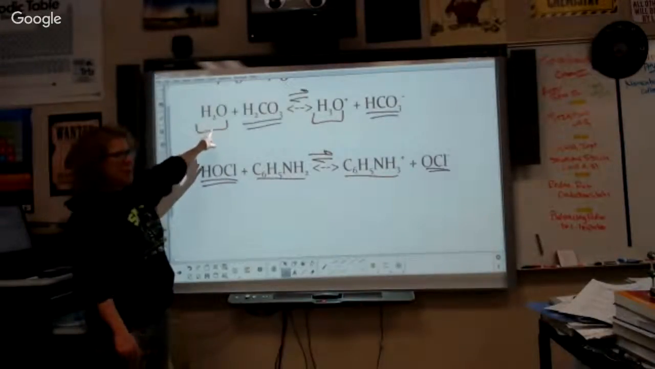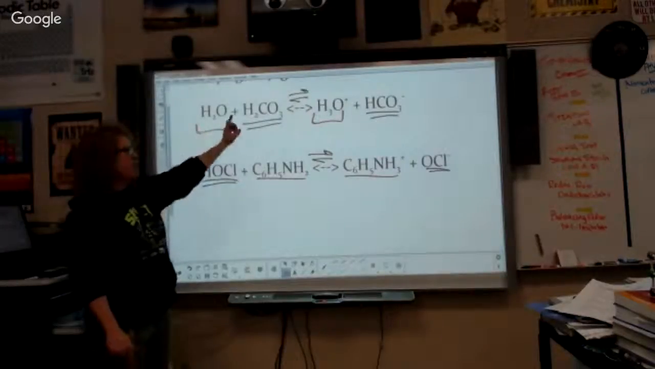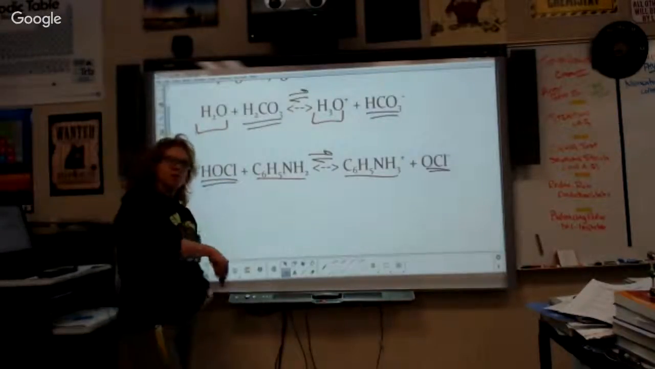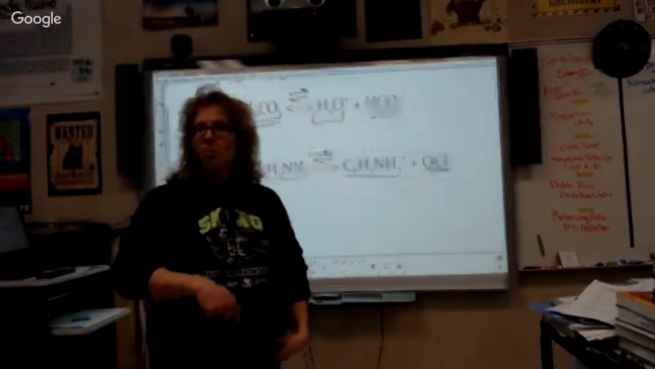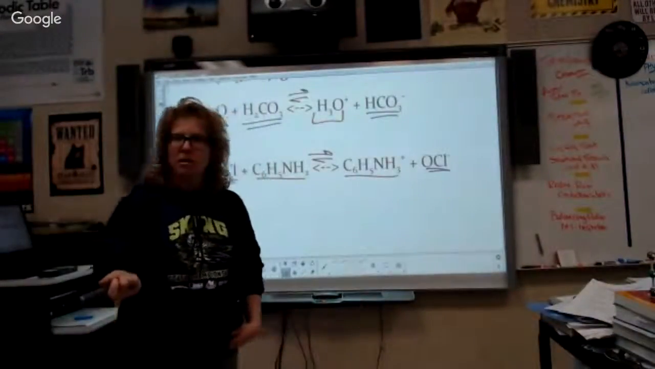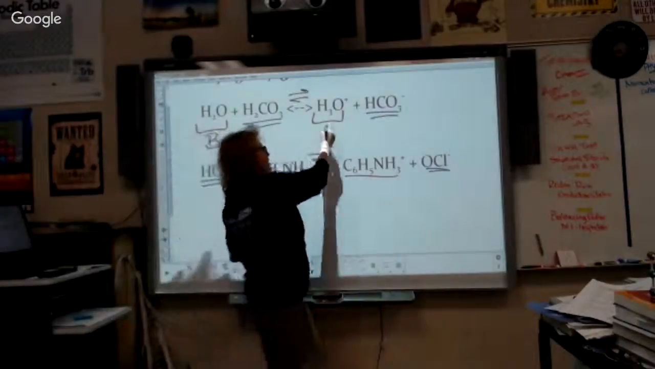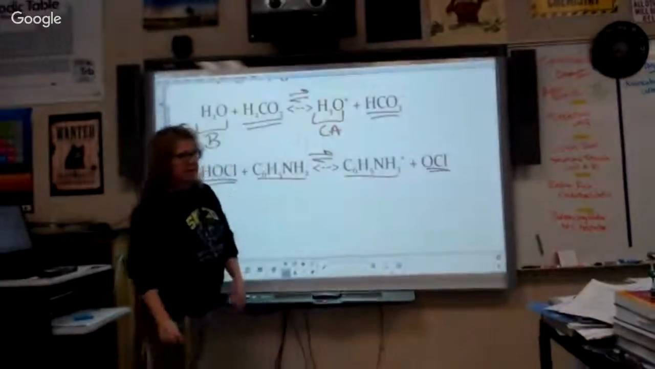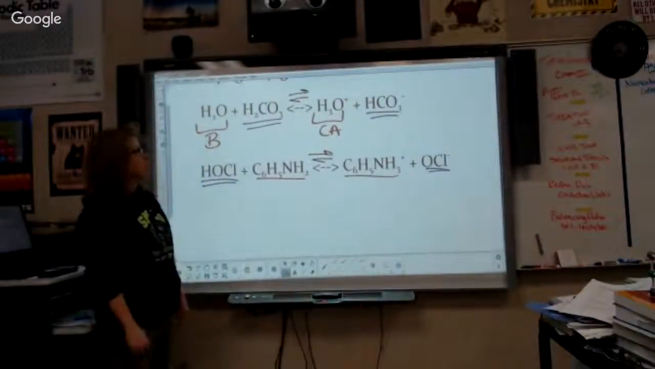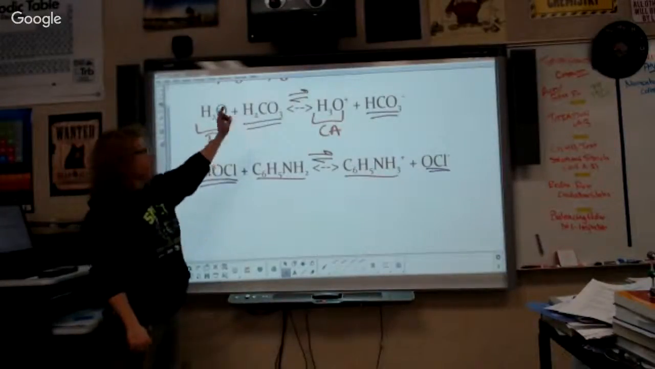It doesn't really matter. Water, H2O to H3O, is it acting like a proton donor, which makes it an acid, or proton receiver, which makes it a base? It's a receiver. So this is a base, which makes that side the conjugate acid. Verify it to make sure you're right.